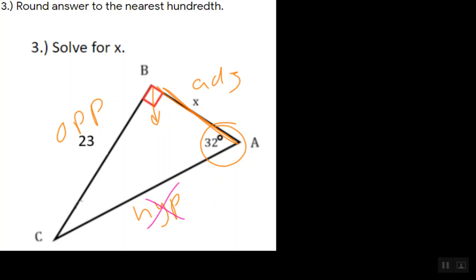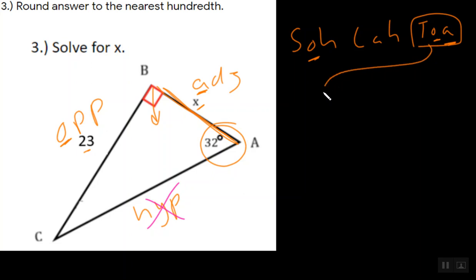Now I want you to try and guess, what is our saying? What do we want to say? We want to say SOHCAHTOA. And remember, this O has the 23, so we're looking for things with an O, and this A has an X, so we're looking for O and an A. We are looking for TOA.